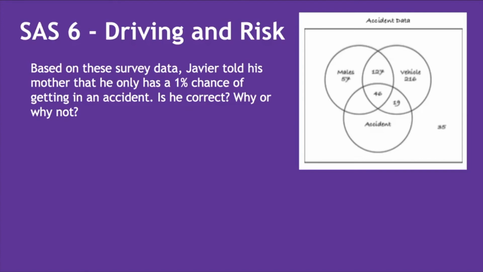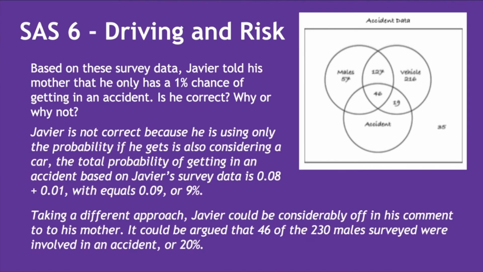All right, based on this survey data, Javier told his mother that he only has a 1% chance of getting in an accident. Is he correct? Why or why not? All right, Javier is not correct. He's using only the probability of a male getting in a motorcycle accident, but he's not considering a car. The total probability of getting in an accident based on Javier's survey data is 8% plus 1%, which equals 9%. So it's not 1%. The 1% is only specific to males.